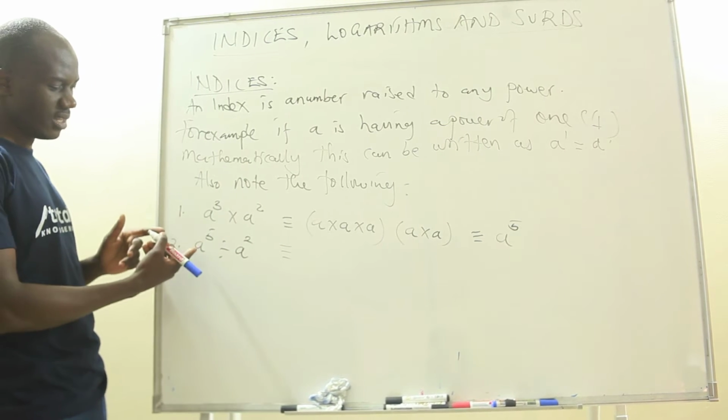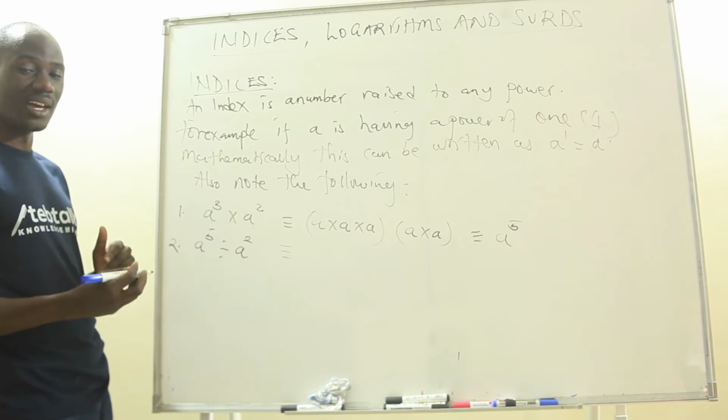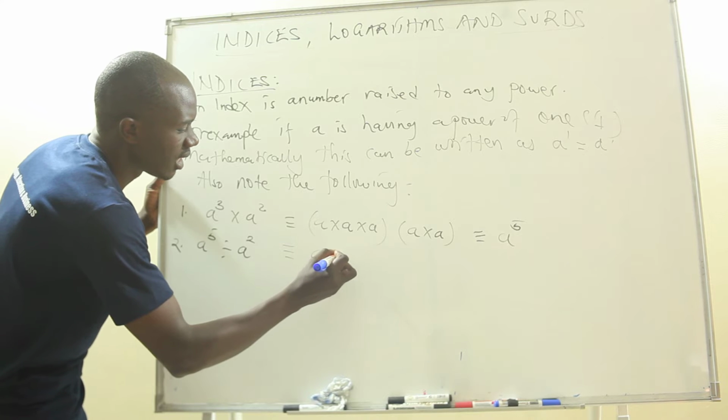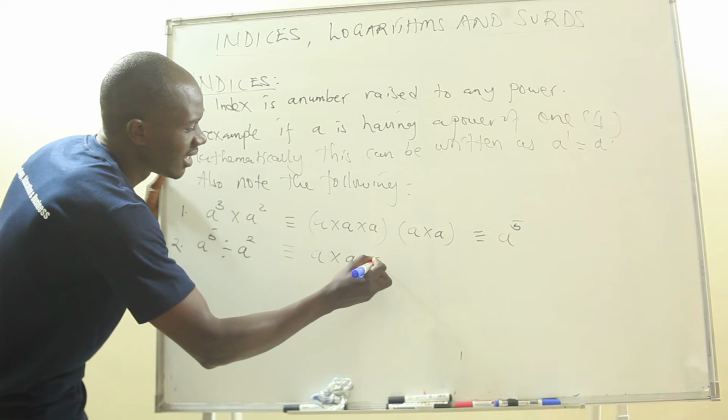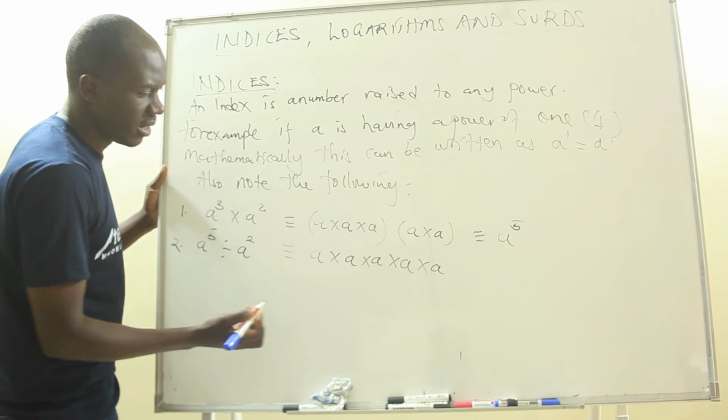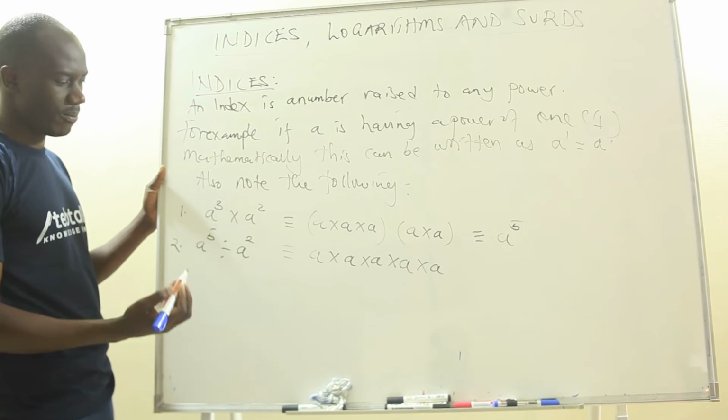This is the same as, it means how many a's are here? There are 5 a's. So this is the same as a times a times a times a times a. How many a's are here? There are 5, because that's the power.